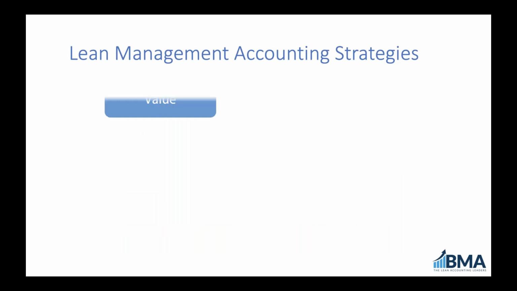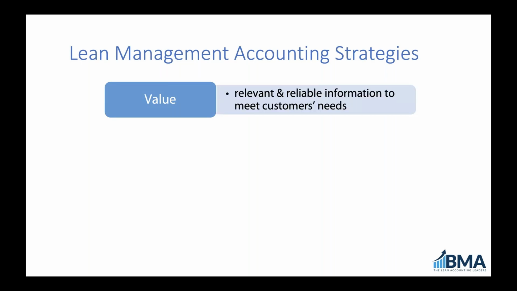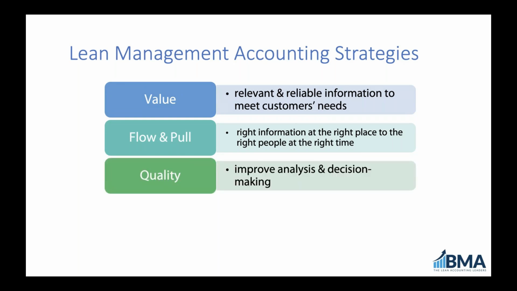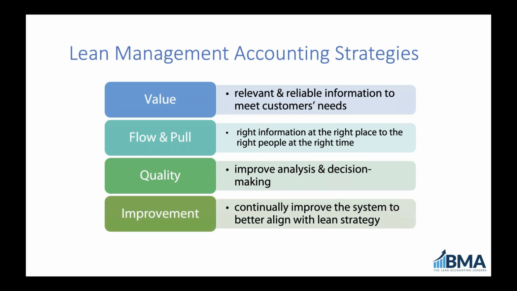You can almost take these strategies, take these principles and turn them into strategies in terms of relevant and reliable information to meet customer needs. Value is a strategy. Flow and pull. The right information at the right place to the right people at the right time. The management accounting system needs to recognize this. Improving analysis and decision making in terms of quality, and the idea of continuous improvement of the management accounting system.